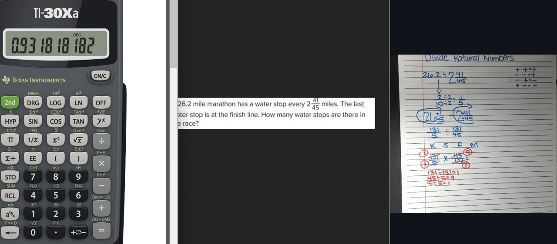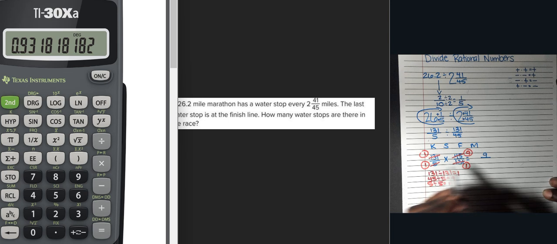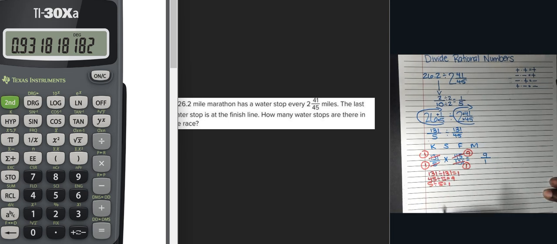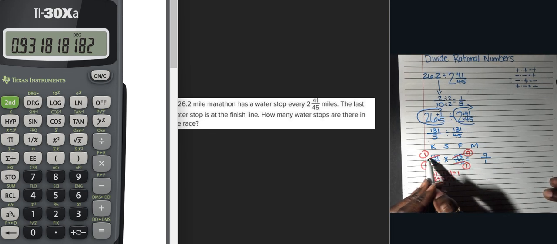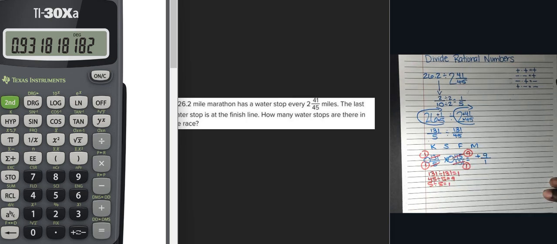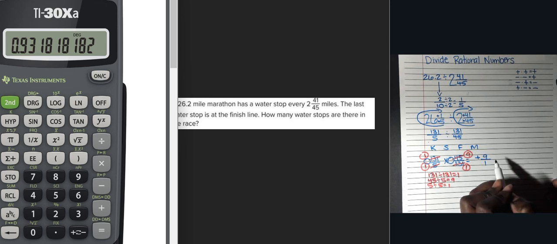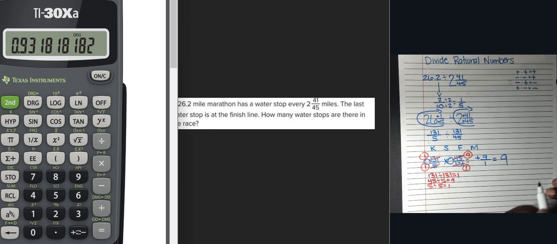Let's go ahead and multiply across now. 1 times 9 gives me 9. 1 times 1 gives me 1. We have a positive number and a positive number, so this is positive, which of course makes sense since we could not have a negative number of water stations. So we have 9 over 1, which is the same thing as 9. So there are 9 water stops.